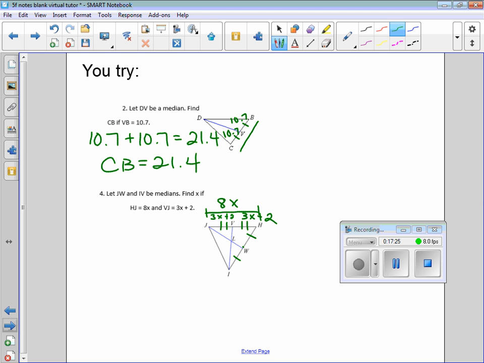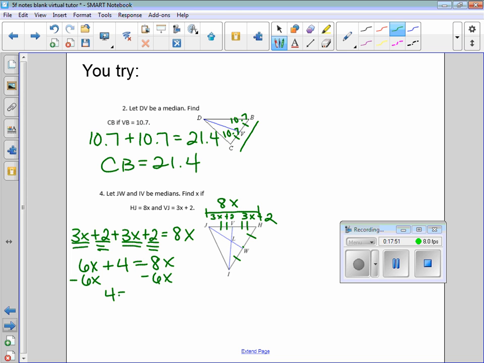So now I can set up my equation. 3X plus 2 plus 3X plus 2 equals 8X. Combine like terms, 3X plus 3X is 6X. 2 and 2 is 4, still equal to 8X. Subtract 6X, gives you 4 equals 2X. Divide by 2, so X equals 2.